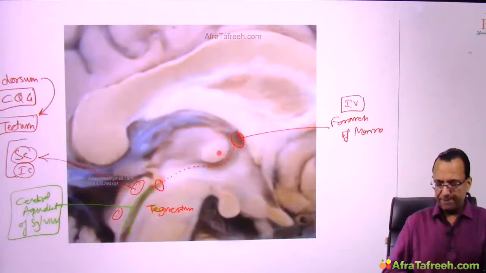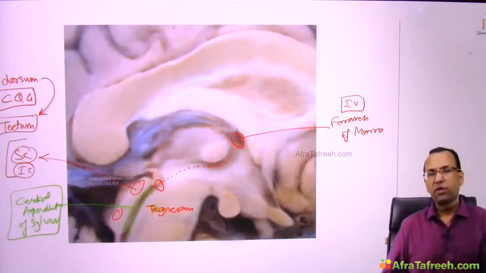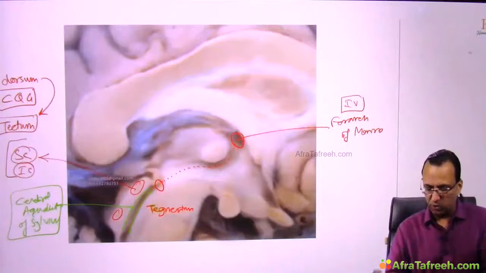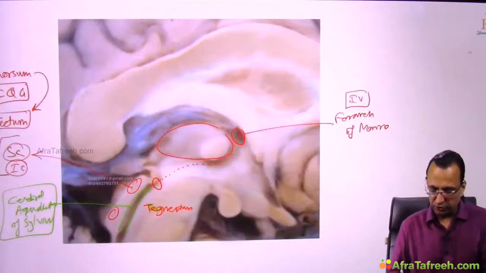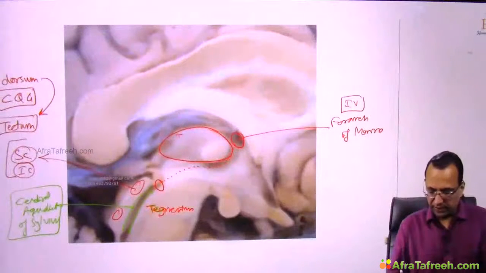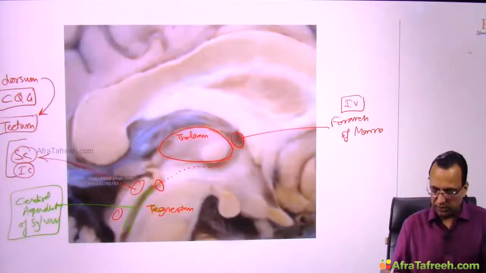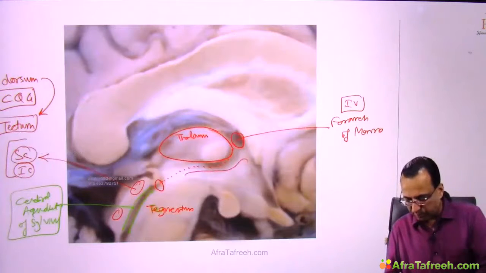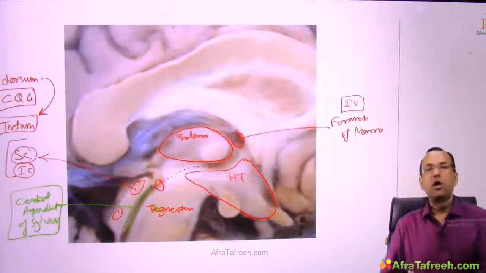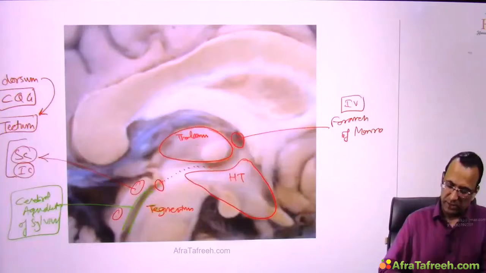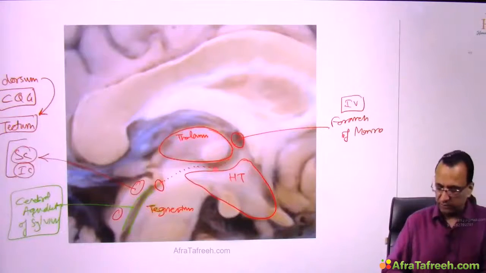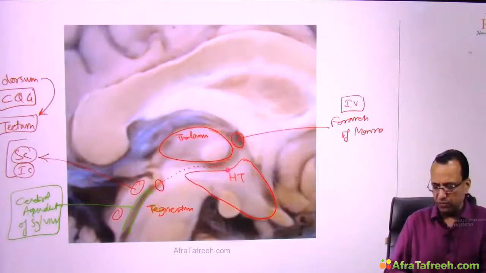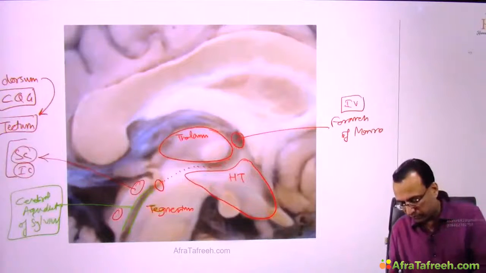Can you tell me the third ventricle, which is the ventricle of the diencephalon, what is the lateral wall of that? This is the thalamus. Then what is under that? Under that is the hypothalamus. So this is the thalamus, which is the lateral wall of the third ventricle. This hypothalamus is also lateral wall of third, but I think it is a floor also. Yes, it is floor.